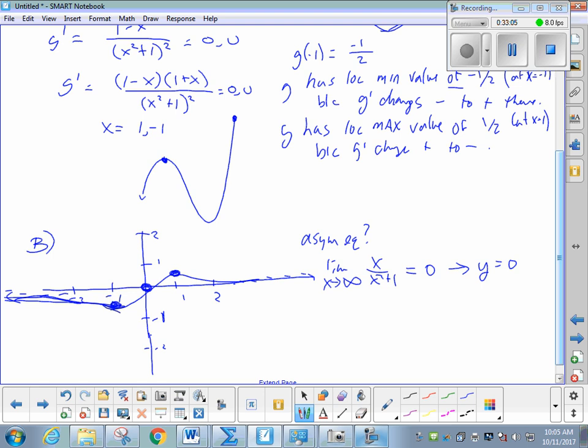Calc honors people, what's going on with the second derivative in the graph? It's concave up before, down after, and what do you call that when the concavity changes? Inflection. We'll cover that next week. Okay, that's obviously not for right now.